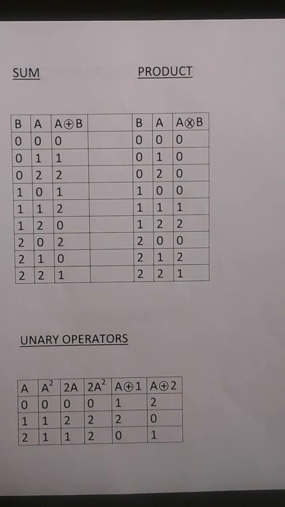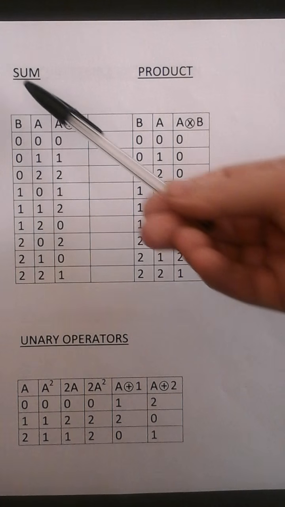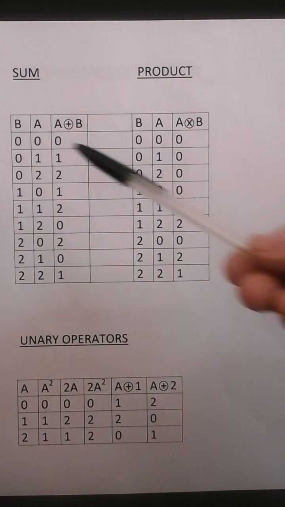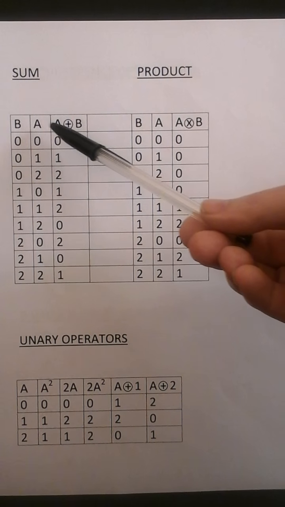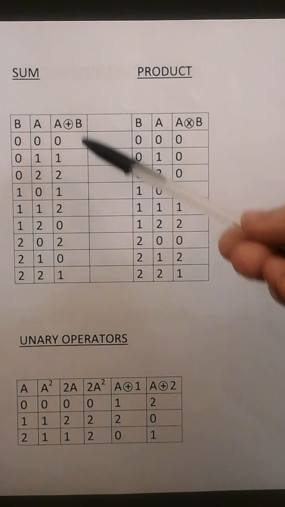Here we have the sum and product function. This is Reed-Muller logic for base 3, ternary. Reed-Muller logic relies on the sum and product functions to generate the output of the truth table, to generate a function, sorry. So here we have a 2-variable input sum function, A and B, or A plus B, sorry.